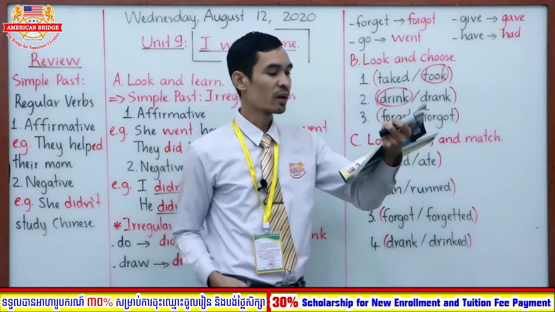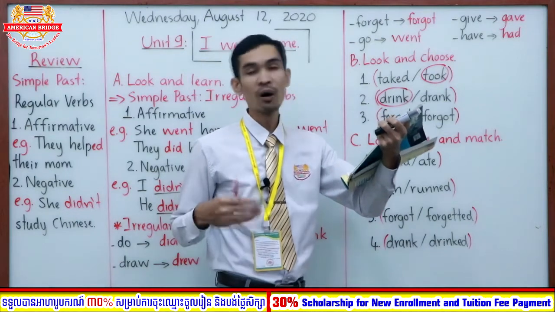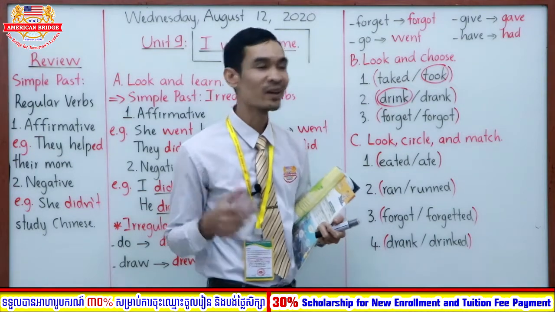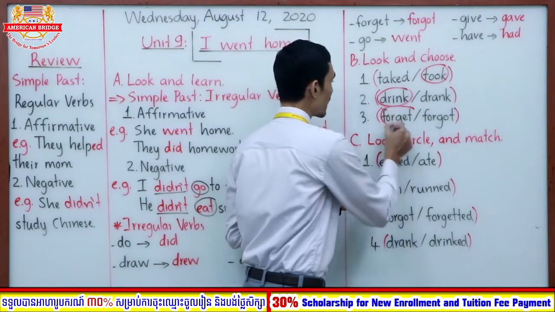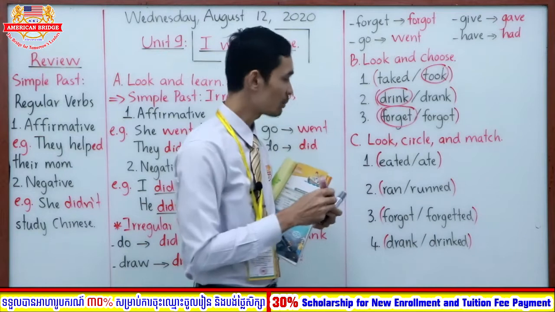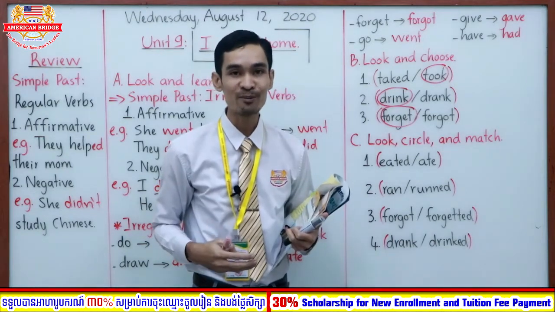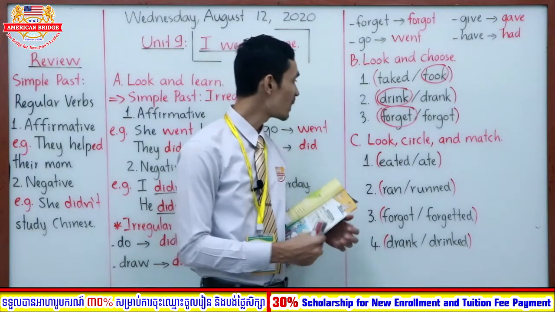Okay, the last one. Andy didn't forget or forgot his hat. Forget. Very good. It is like number 2, right? It's like number 2 because it stands after didn't. You have to use the base form of the verb. Very good.